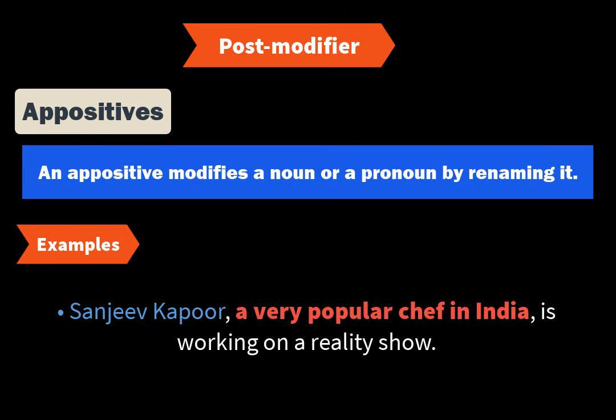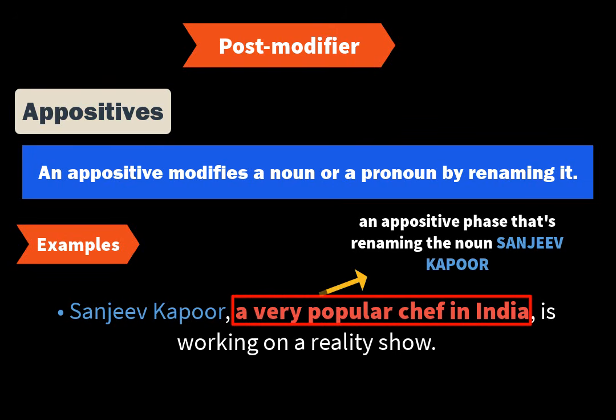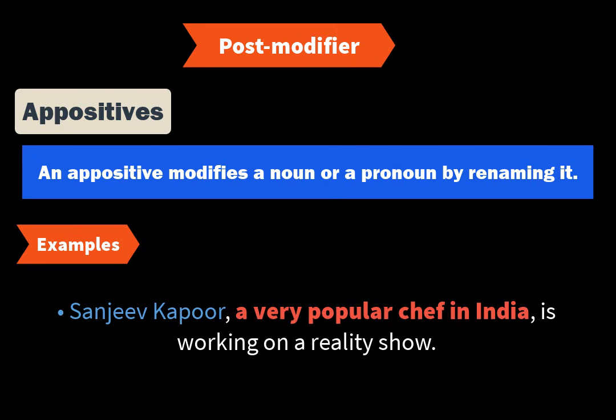All right. Sanjeev Kapoor, a very popular chef in India, is working on a reality show. So a very popular chef in India is an appositive phrase renaming the subject Sanjeev Kapoor. That's information about the noun Sanjeev Kapoor, right? And since it's non-essential information, we are using commas to offset it. Right, so that's how an appositive or an appositive phrase can also work as a modifier, and since it comes after the noun it modifies, it is called a post modifier.